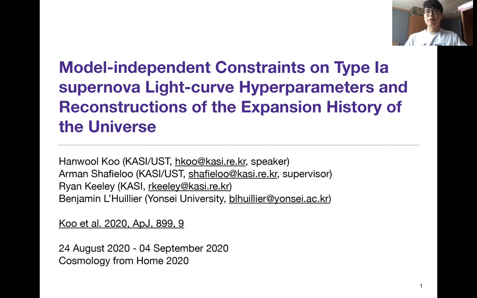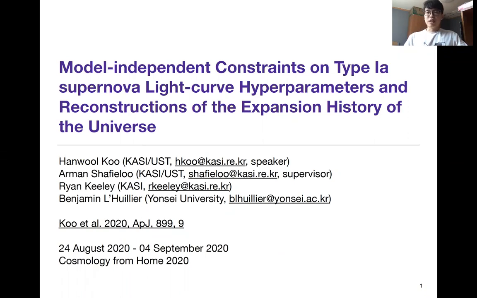Here I give a talk about my recent publication, Model-Independent Constraints on Type 1a Supernova Light-Curve Hyperparameters, and Reconstructions of the Expansion History of the Universe. My name is Hanwool, and I'm a PhD student of Arman Shafieloo in Korea Astronomy and Space Science Institute. He's also professor in University of Science and Technology in Republic of Korea.